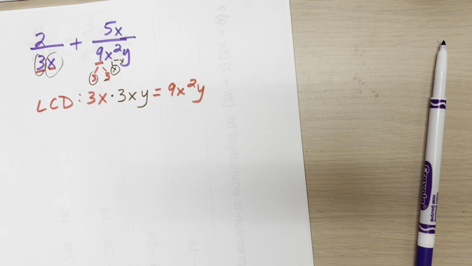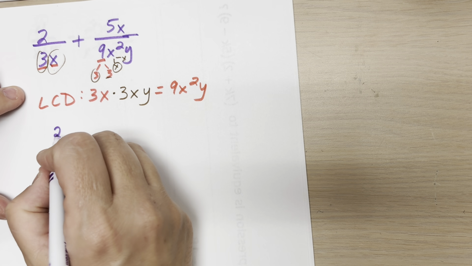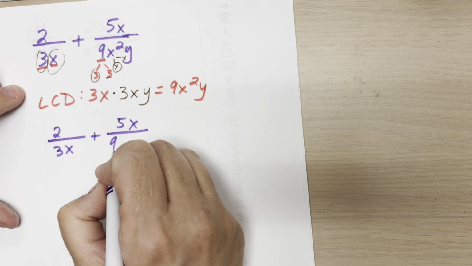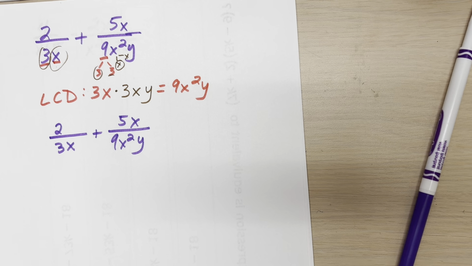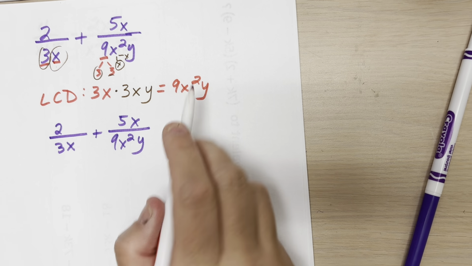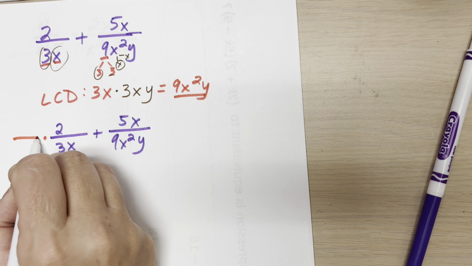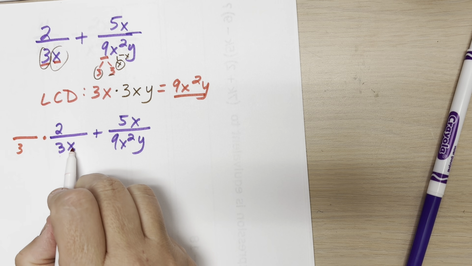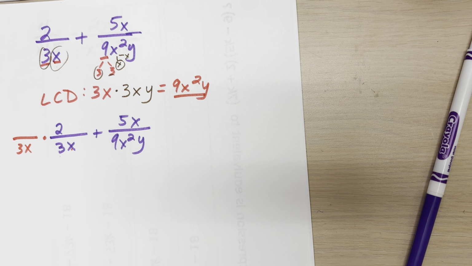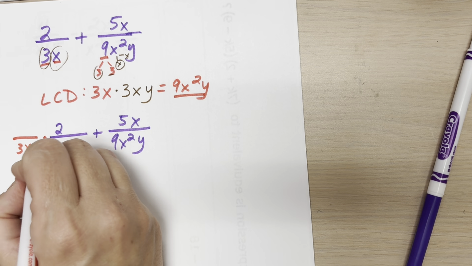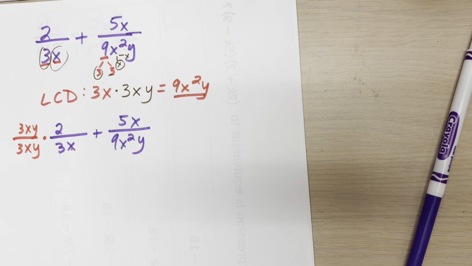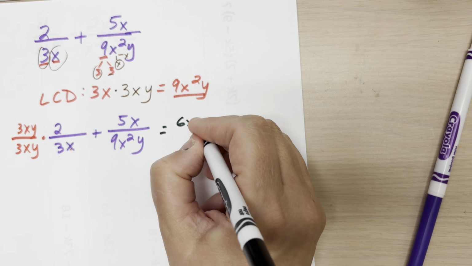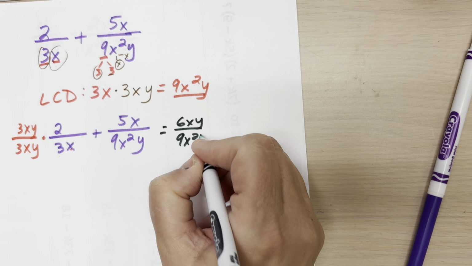So we want to look at what is going on in the original fraction. I'm going to rewrite it again. I've got 3x over here, I have 5x over 9x squared y. We need to figure out what we're going to multiply by to get this lowest common denominator. I have a 3 already. To get to 9, I need to multiply by another 3. I have an x. I need x squared, so I have to multiply by another x. I need a y, so I'm going to multiply by 3xy over itself. That is going to give me a new first term of 6xy over 9x squared y.